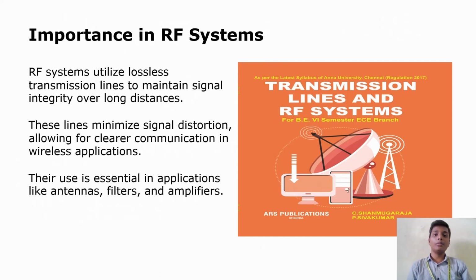Importance in RF systems. RF systems utilize lossless transmission lines to maintain signal integrity over long distances. These lines minimize signal distortion, allowing for clear communication in wireless applications. Their use is essential in applications like antennas, filters and amplifiers.